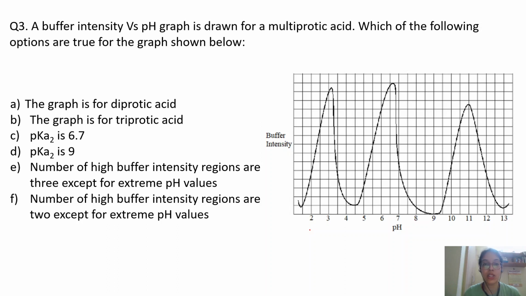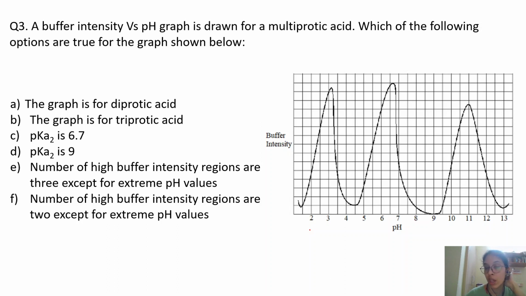This brings us to the next question. A buffer intensity versus pH graph is drawn for a multiprotic acid. Multiprotic acid means there are multiple protons, or H plus ions, that can be donated at different pH ranges. So if there is a salt or an acid having multiple protons, then at different pH ranges it will have different acidity or basicity. That is defined by pKa1 or pKa2 values.